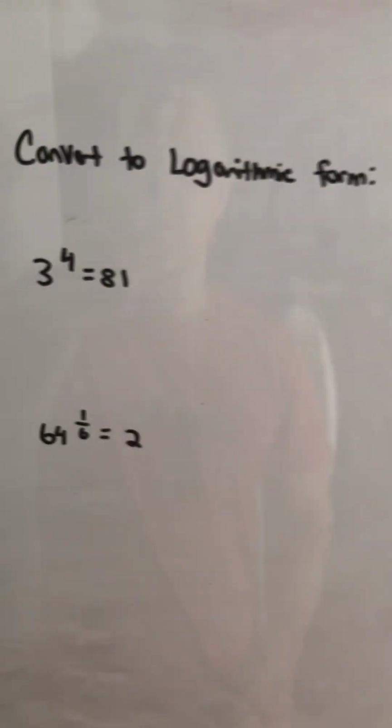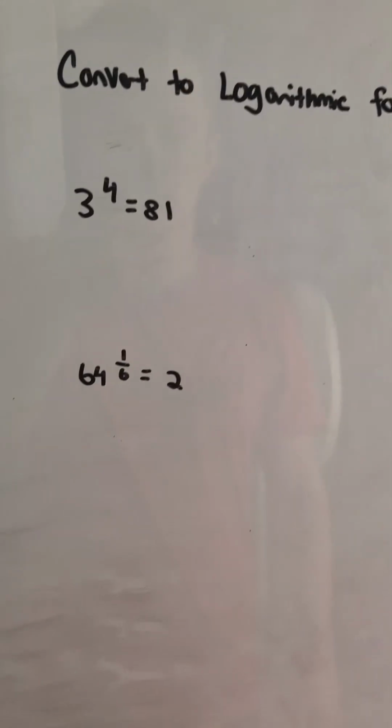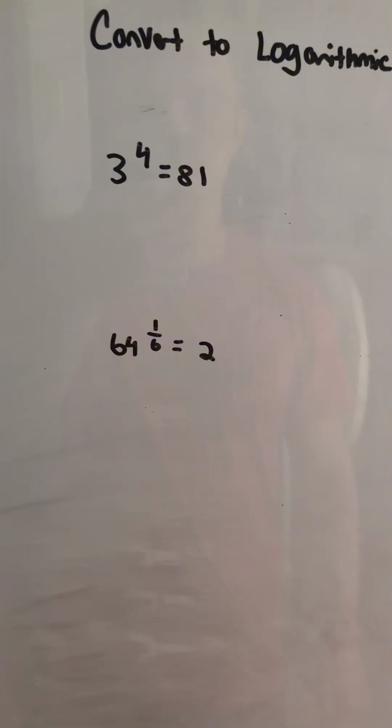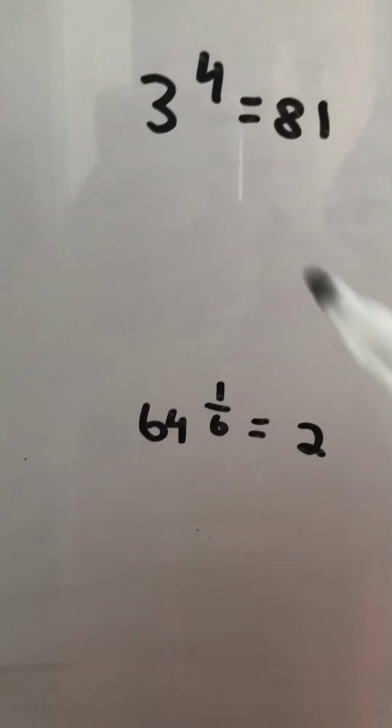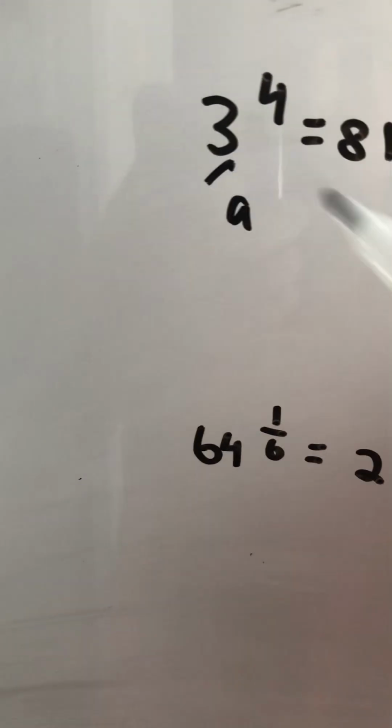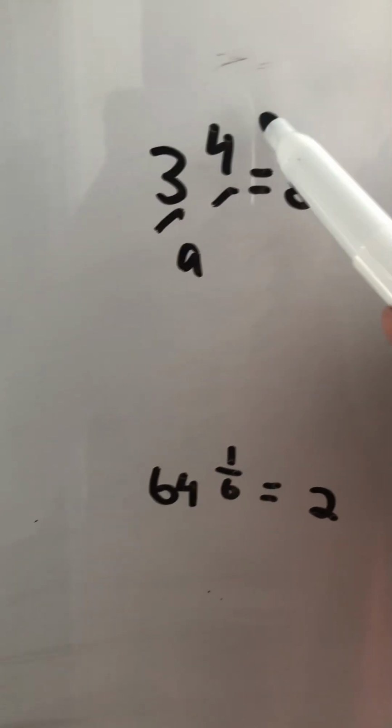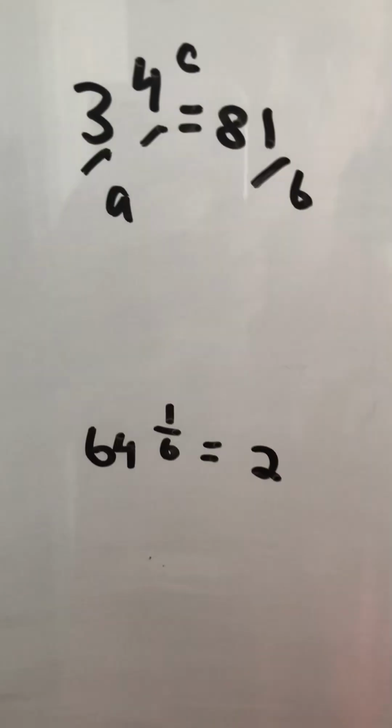Alright, convert the following to logarithmic form. 3 to the 4th power is equal to 81. So what I'm going to do is exactly the opposite of what I did when I converted these to the exponential form, using the same formula. I'm going to write out log. The base is 3. That's the A. 4 is actually going to be the C, and then the B is going to be 81.